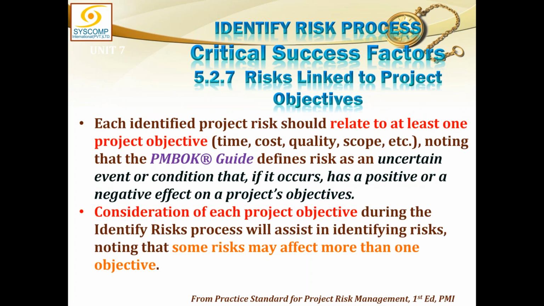Risks linked to project objectives. This is again very important because we must be concerned about the scope, time and cost, and sometimes the quality. Each identified project risk should relate to at least one of the project objectives, one or more. Noting that the PMBOK defines risk as an uncertain event or condition that if it occurs has a positive or negative effect on the project objectives, and those are scope, time, cost, and sometimes quality. Consideration of each project objective during the identify risk process will assist in identifying risks, noting that some risks may affect more than one objective. So this is about linking the risks to the objectives.